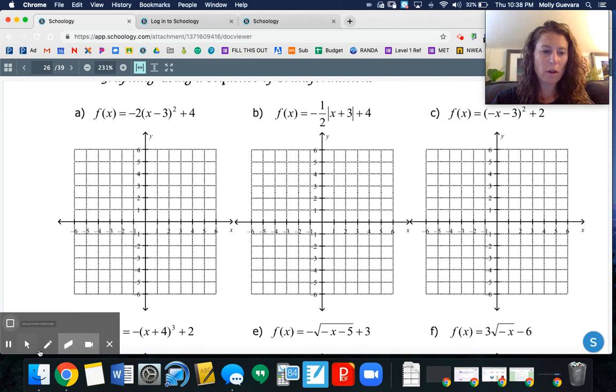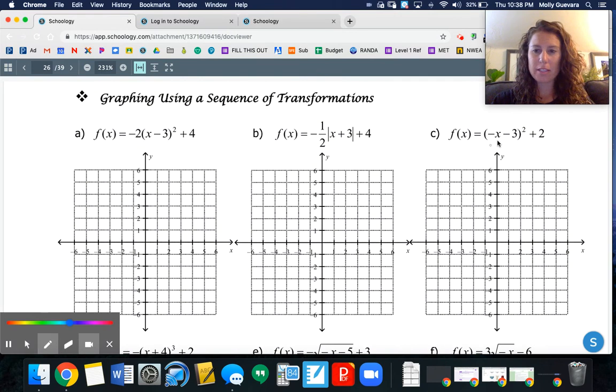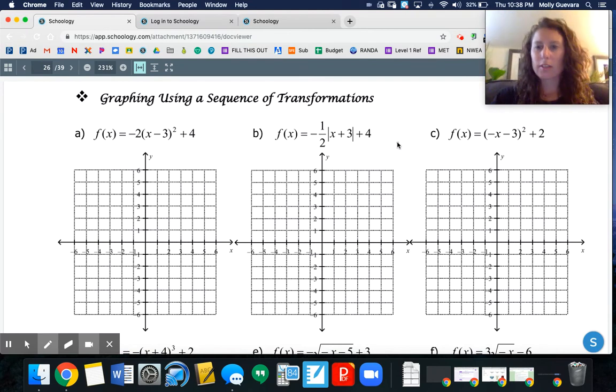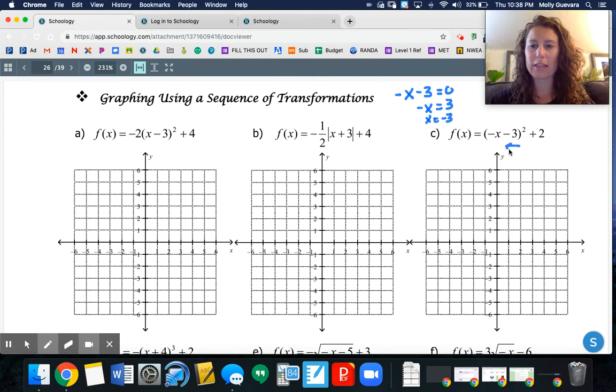Before I let you go on the next one, I do want to talk about this negative that's in here. It's kind of tricky to know which way you actually go. Do you move it left or do you move it right? Because this negative is here. So if you ever don't know, just set whatever's in the parentheses or bracket equal to 0 and solve. So negative x equals 3, so x equals -3. So this tells me that this is actually moving left, even though this is a negative. Okay, so go ahead and do C, and I'll see you in a second.